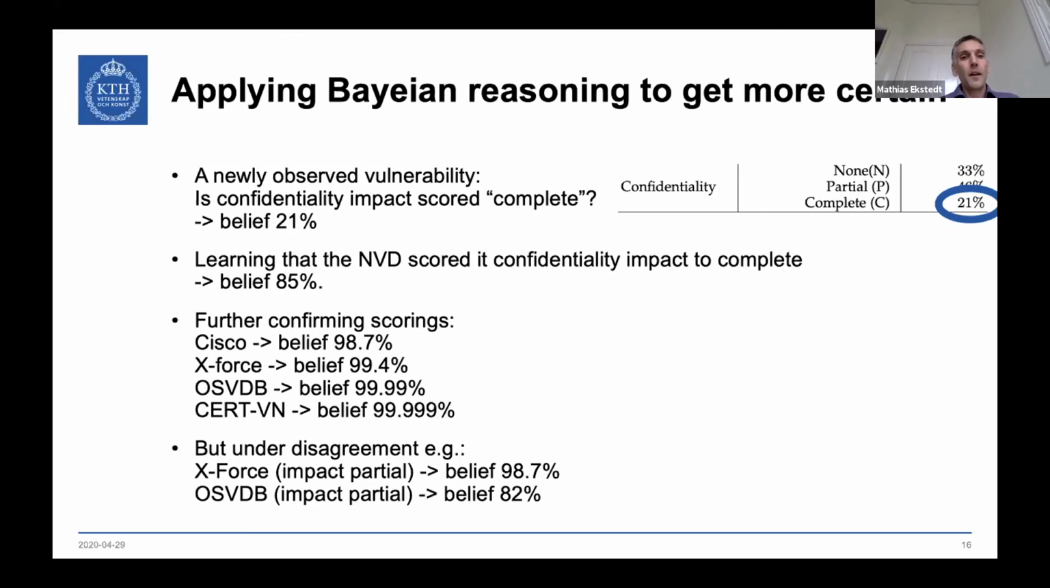And then if we get contradictory scores, we would start to decrease our belief. So if, say, X-Force scored it as partial impact, our belief would go down to 98 and so on. So that's also how you can use this to confirm your own beliefs.